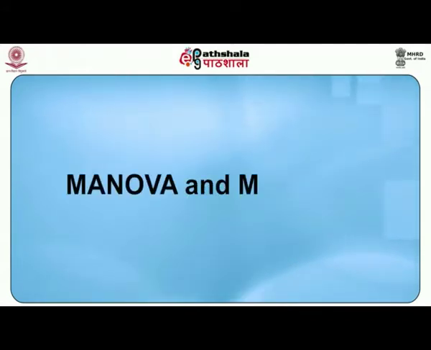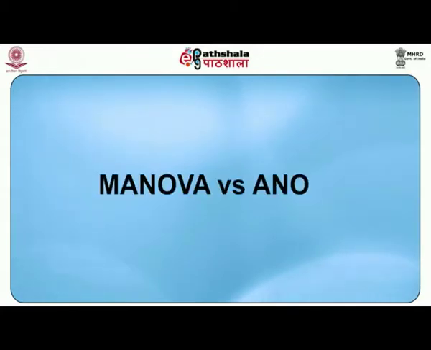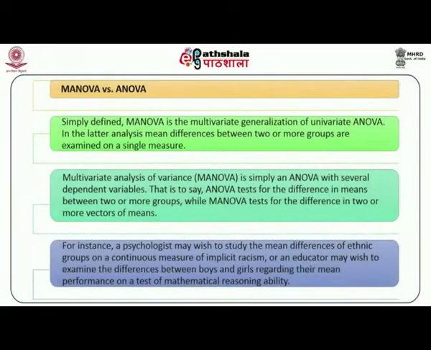Let us understand MANOVA first. MANOVA versus ANOVA. Simply defined, MANOVA is the multivariate generalization of univariate ANOVA. In the latter analysis, mean differences between two or more groups are examined on a single measure. Multivariate analysis of variance, or MANOVA, is simply an ANOVA with several dependent variables.